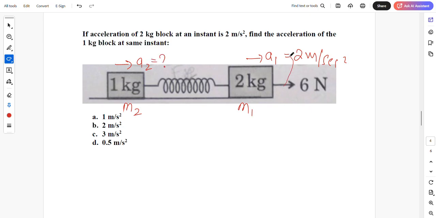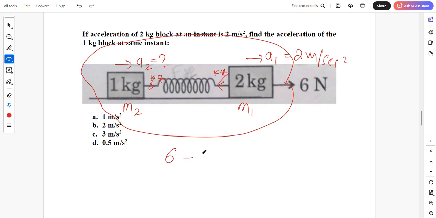Now let us write the system boundary. Here the spring force will always be there, and this gets cancelled. Internal forces get cancelled. The driving force minus opposing force, which is nothing here, is equal to m2 a2 plus m1 a1.